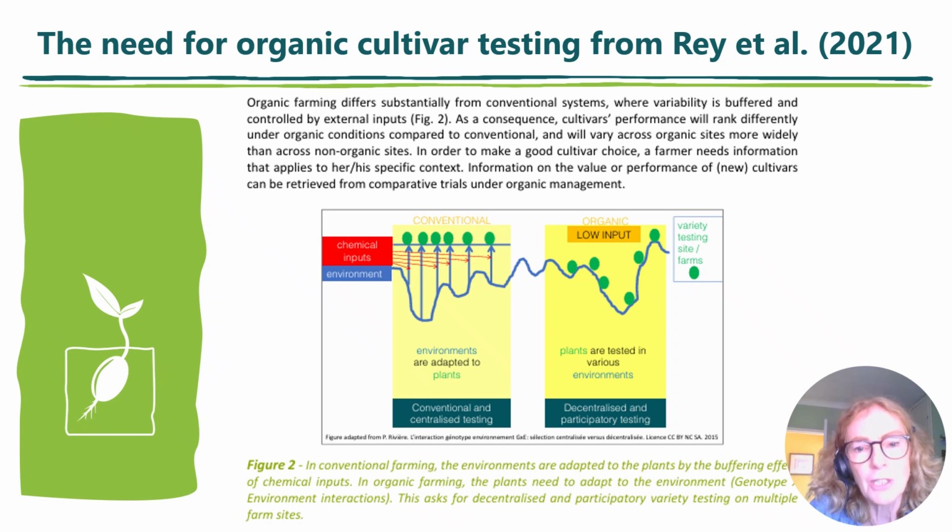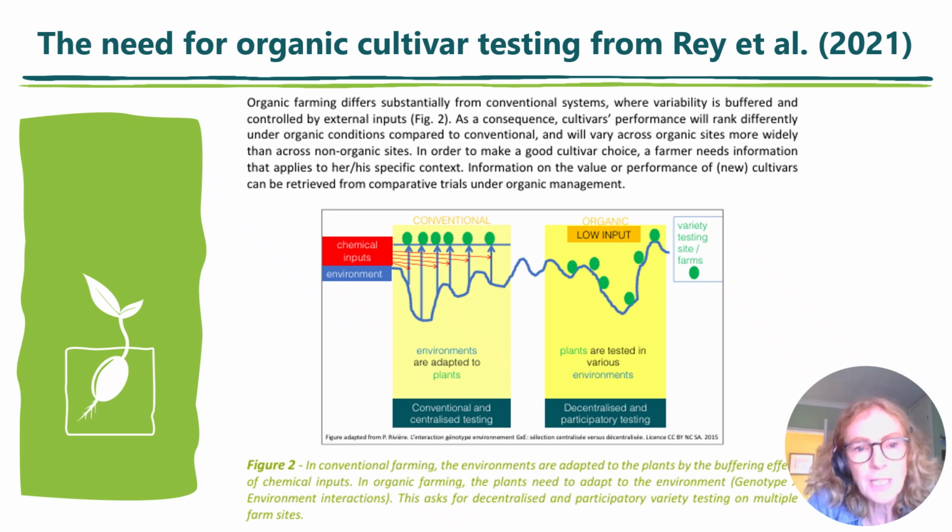So the cultivars in that particular schematic are represented by the green dots. And what you can see on the left is the conventional farming system. The blue line is just representing environment, and that's showing in conventional and organic systems there's lots of variation in environments, right? We know that soils are different, climate is different, pest pressures might be different, so you have variable environments in both cases.